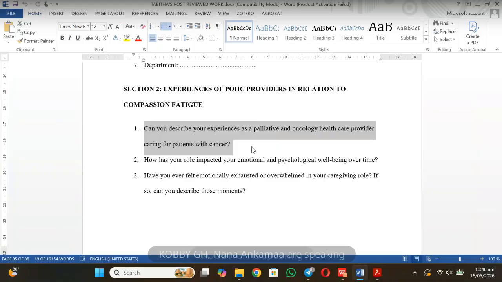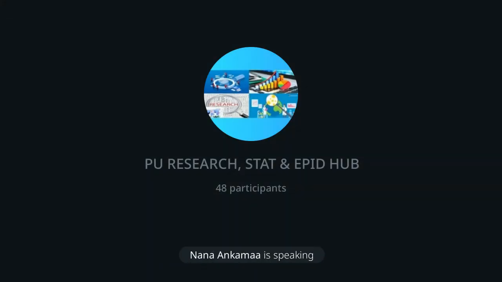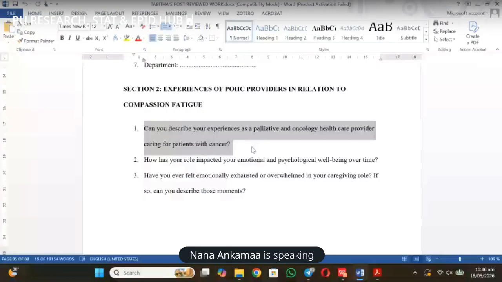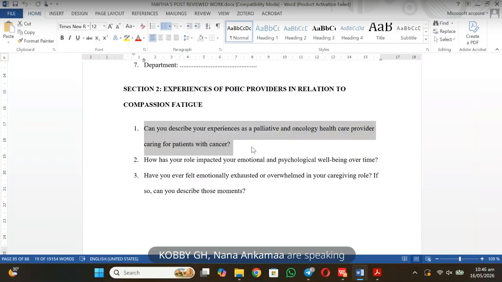Any other? And with the prospective, the advantages are that it helps to reduce recall bias. It gives you detailed information, and you have complete data. But you can have a disadvantage where you have lots to follow up, and you have a long timeline. Any advantage? Can you mention any advantage for retrospective study designs?